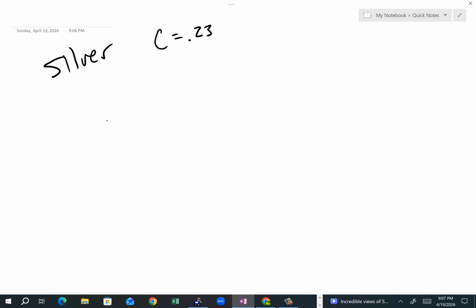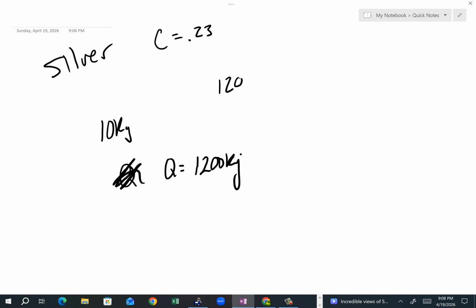So if I have a piece of silver that is like 10 kilograms, that's a monster. If I'm going to change it up a little bit here, let's say I impart 1200 kilojoules. What will the final temp be? 1200 is equal to mass times C times delta T.